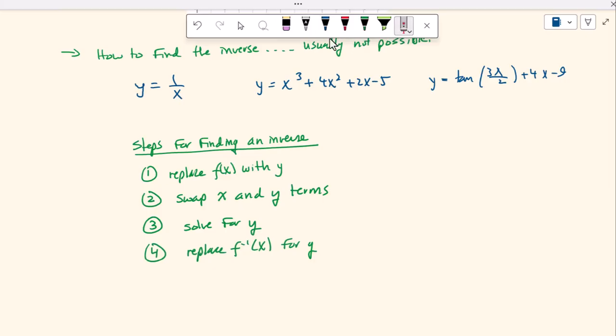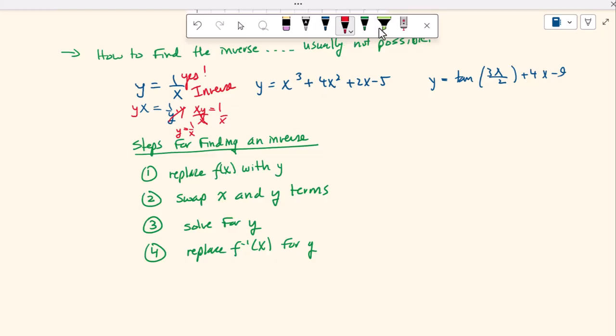Okay, so let's look at this first one up here. This would be pretty straightforward. So I would swap the x and the y. So I'd have x equal 1 over y. And solving for y here is easy. I'd multiply both sides through by y. And I'd get xy equal 1. And then I would divide both sides through by x. So I get y equal 1 over x. So that was easy enough. So this is a yes, I can find an inverse.